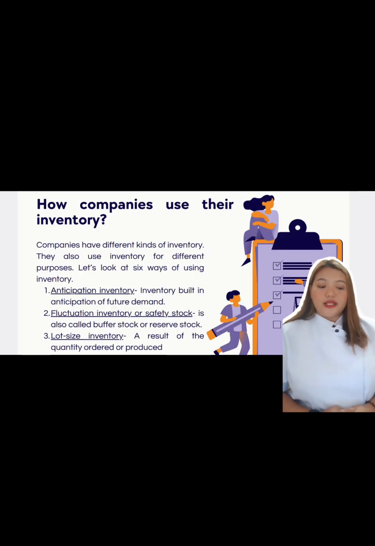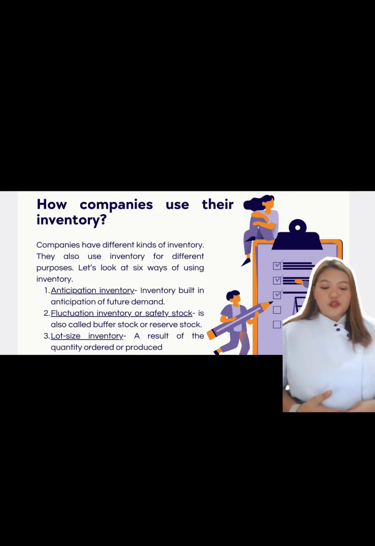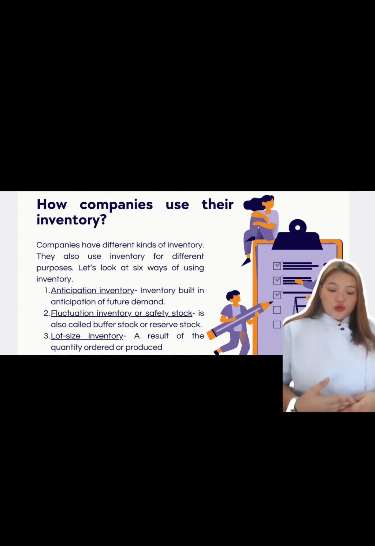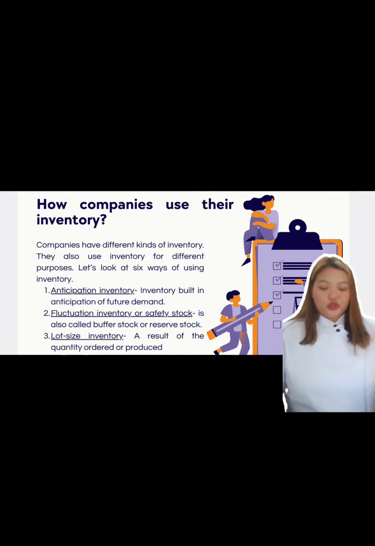Next one is how companies use their inventory. So companies have different kinds of inventory. They also use inventory for different purposes. So now, let's look at 6 ways of using inventory. So number one is anticipation inventory. So this is the inventory built in anticipation of future demand. So, anticipation inventory, for example, is yung toy manufacturer. So, they can produce extra inventory up to the holiday season, anticipating the higher demand during that time so they can reduce the risk of shortages.